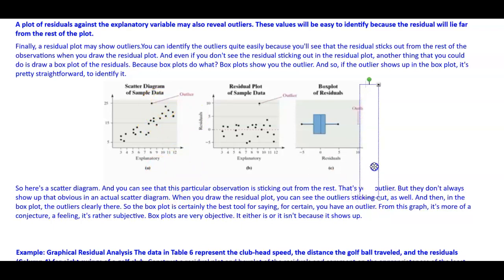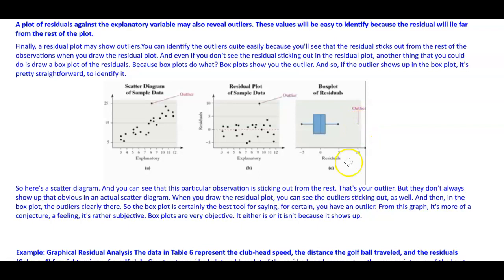Okay? And so what you also see is the following. That's your outlier up here. Now, they don't always show up that obvious in an actual scatter diagram. When you draw the residual plot, which is in the middle, you can see the outliers sticking out as well. And then in the last one, in the box plot, the outliers are clearly here.